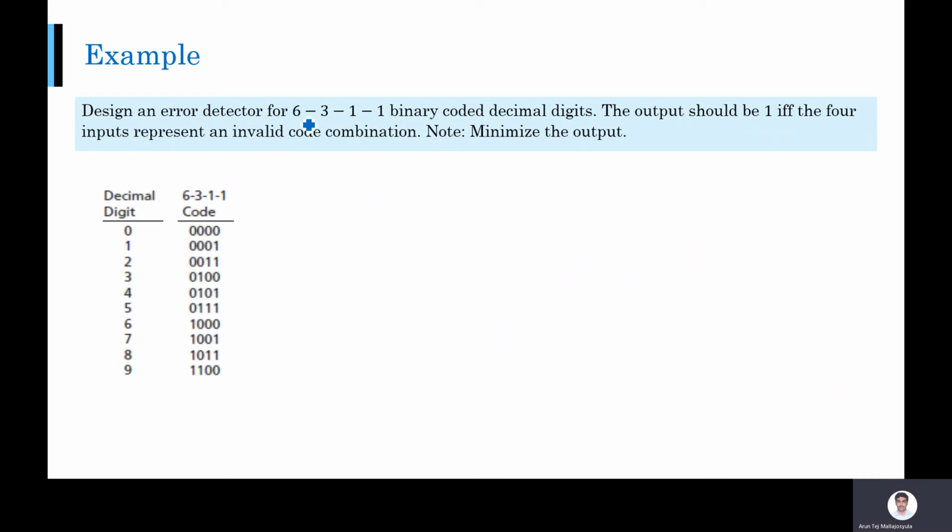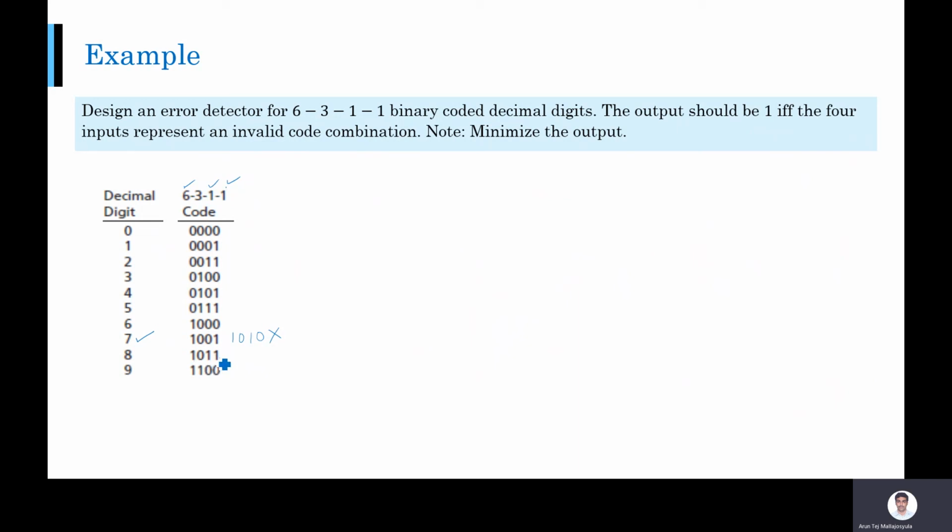So what is the 6311 code? 6311 are the weights for your BCD, so the code can be written like this. If you want to get a value of 7, then 7 will be 6 plus 1. So I'm using this combination 1001. This is what is given to me. I could have used 1010, but in the list that is given to me, this is an invalid code. So 8 can be 6 plus 1 plus 1.